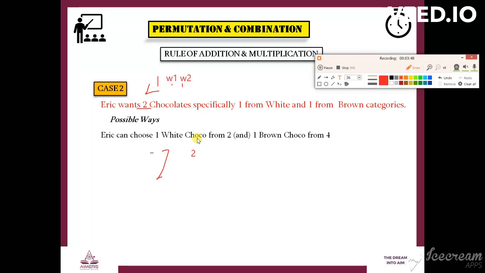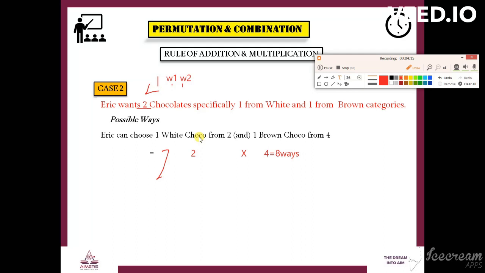And what I taught: AND means nothing but multiplication. Out of 4 chocolates you want to choose 1. So B1, B2, B3, B4. Previously I already explained, I have 4 chocolates. So either you can choose B1, B2, B3, or B4, right? So 4. 2 into 4 equals 8. So total 8 possible ways are there to choose the chocolates.